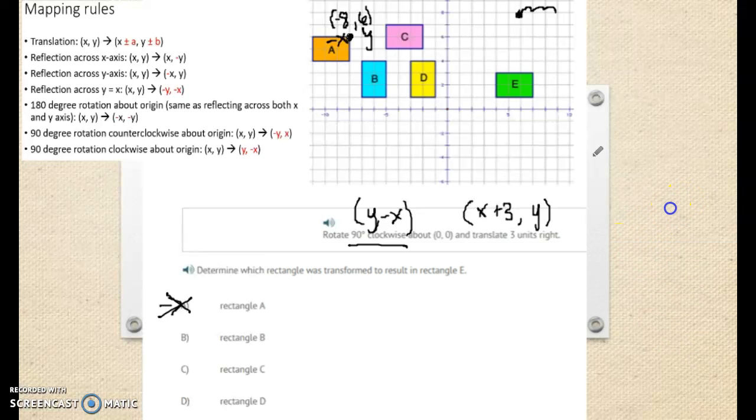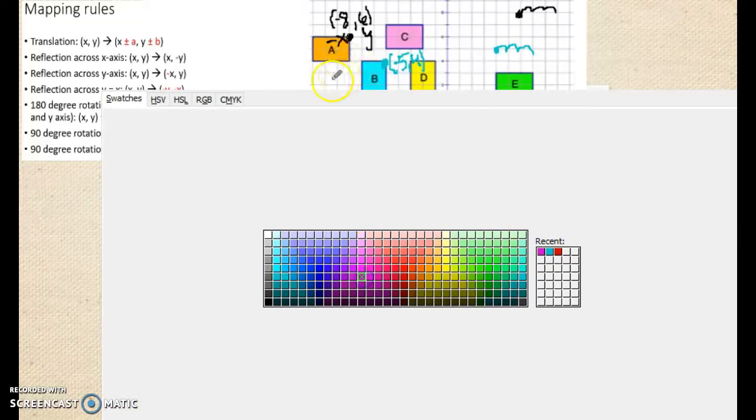Well, B is blue. Let's stick with blue. If we pick any point on B, it doesn't matter which point we pick. I'm going to pick this one. That's located at -5, comma 4. If I apply that 90-degree rotation rule, I would want my Y value to come first, so 4, and then +5. So let's go over here, 1, 2, 3, 4, +5. Again, if you would move that 3 units to the right, there's no way that that's going to line up with rectangle E. All right, so now let's try C.